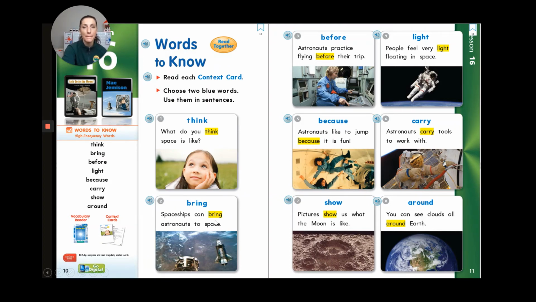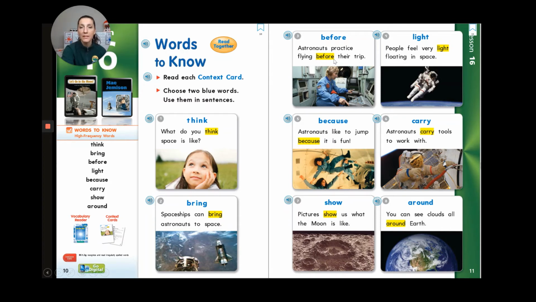Number 2 is bring. Spaceships can bring astronauts to space. Everybody did pretty well with bring. Number 3, before. This was tricky for, I think, everyone. Astronauts practice flying before their trip.